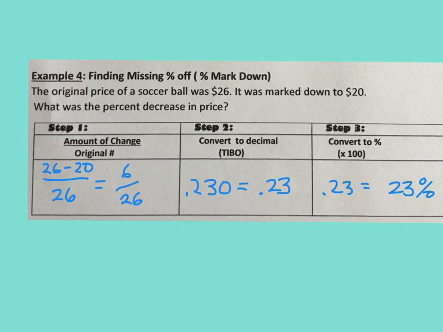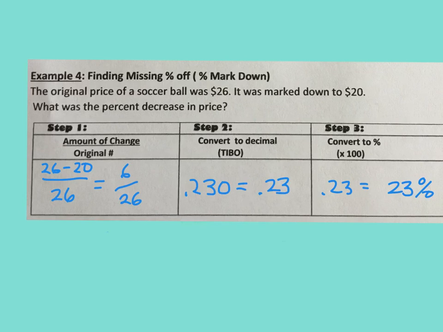So the price started at $26 and was marked down to $20. So I'm going to put the amount of the change, 26 minus 20, on top of my formula over the original price it started at, $26. And I know this is a percent decrease problem because the price is decreasing. So how much was it marked off? What was the sale percent? So 26 minus 20 is 6. 6 over 26. So I'm going to change this fraction to a decimal by dividing top and bottom.